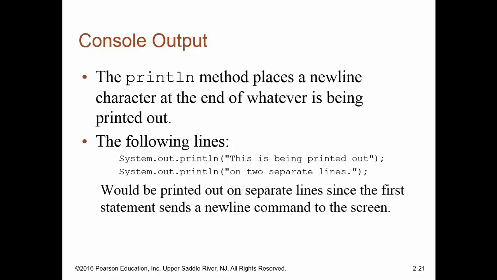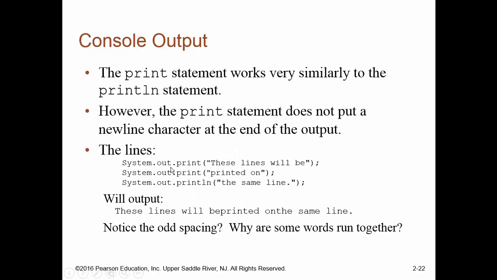They'll give you a bunch of examples in here. Here's using it over 2 lines. Here, this is going to print on 1 line. Since it's a print, it'll stay right there, and it'll type in printed on, and since it's a print, it'll stay right there, then the same line. Then it'll go down to the next line. So even though there's 3 print statements in there, it'll all print out on 1 line. And it says, why are some words run together? Because we should have had a blank space either there, or there, or there.